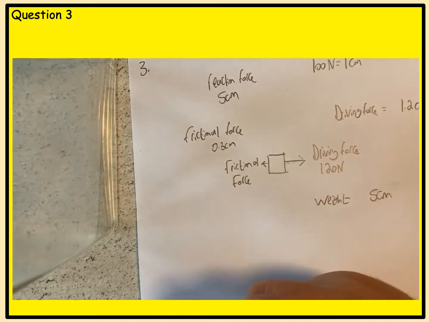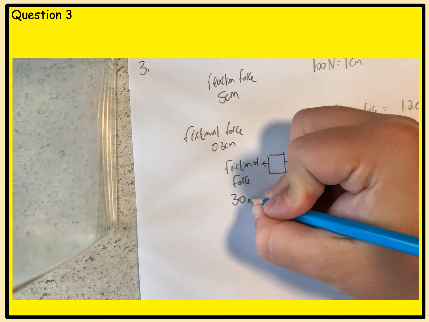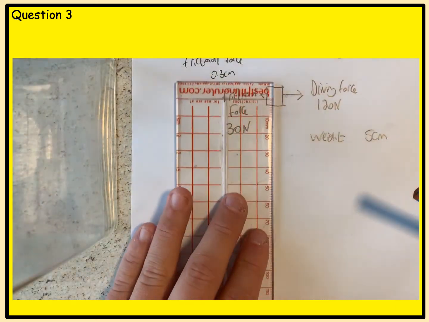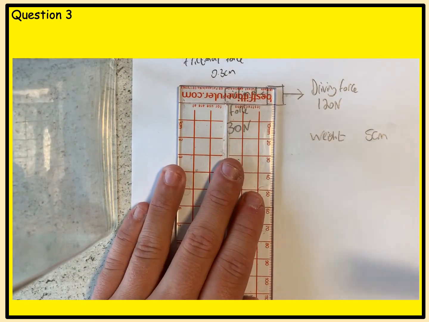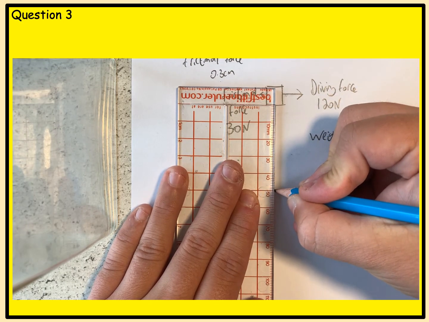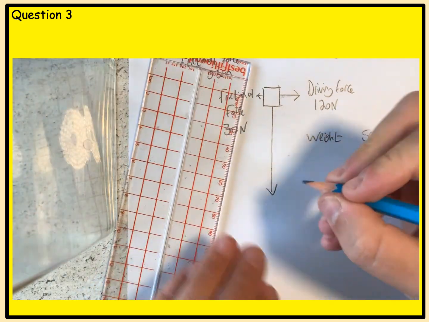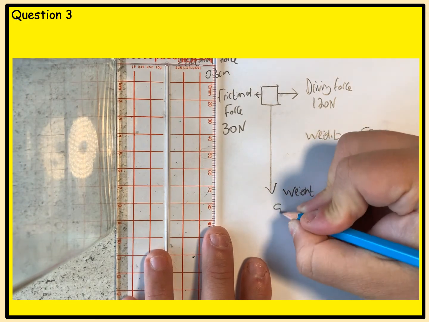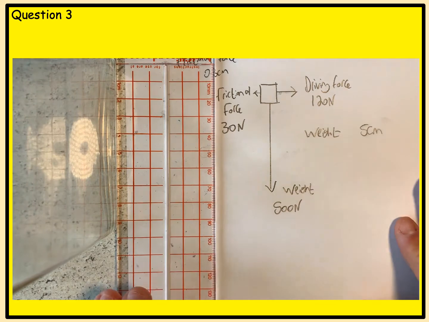And we label it with the value of the force, which is 30 newtons. Now we need to draw our weight on, which, as we've already said, is going to be 5 centimetres. So draw it all the way down to 5 centimetres. Label it as weight with the value of 500 newtons.